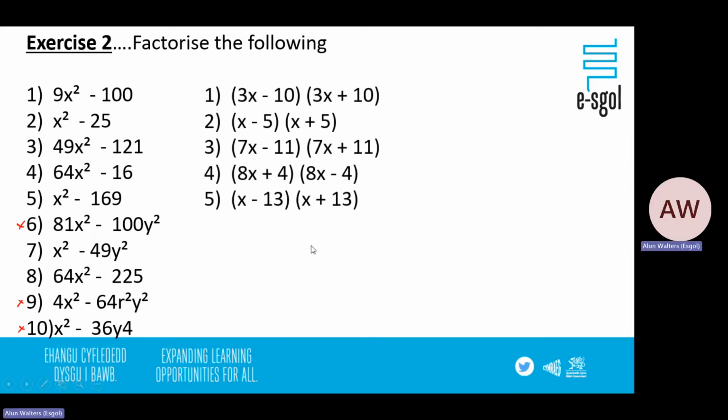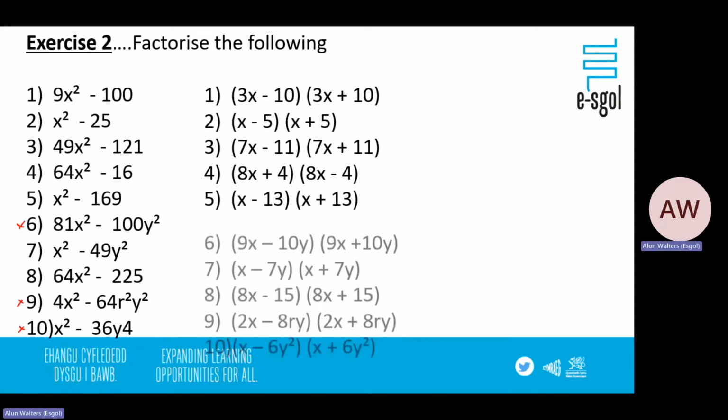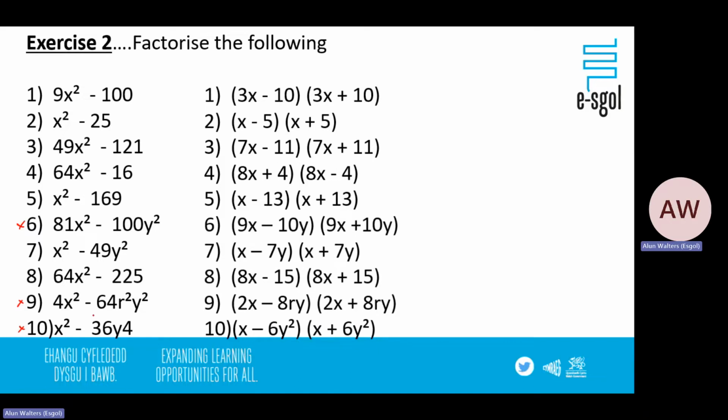So the answers to the first 5 are there. And the next 5 are here. Okay, just one or two things to consider here. When I look at, say, question 9, the square root of 4x squared is obviously 2x. But this is a little bit more interesting.